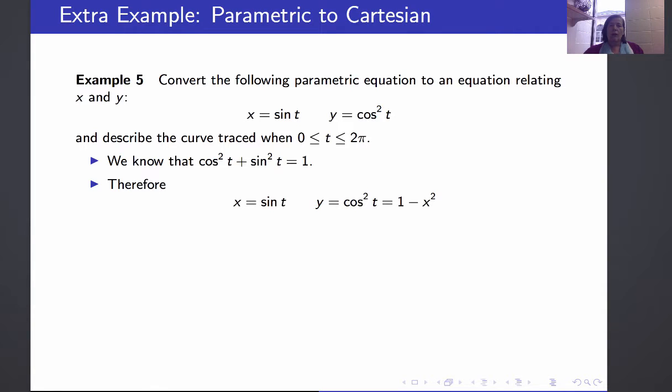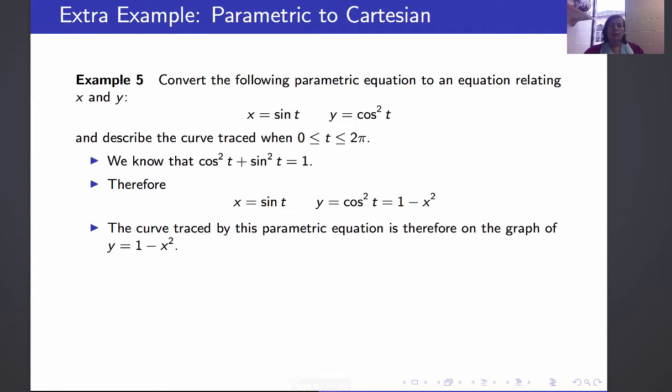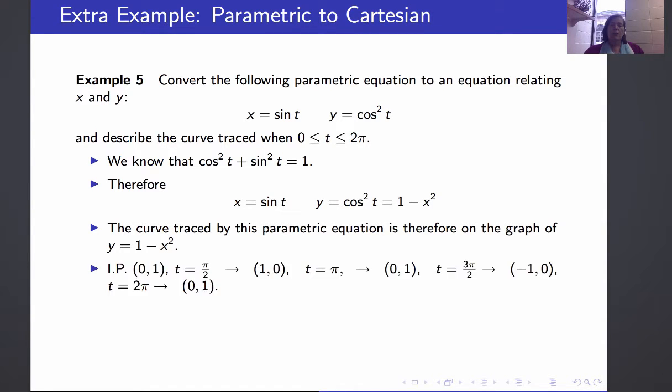The graph of the parametric equation is not necessarily all of the graph of the curve y equals 1 minus x squared, but the graph of the parametric equation is contained in the graph of y equals 1 minus x squared. Let's try to draw a few points on this interval for 0 less than or equal to t less than or equal to 2 pi, to see exactly which part of the curve y equals 1 minus x squared is traced out by this parametric equation.